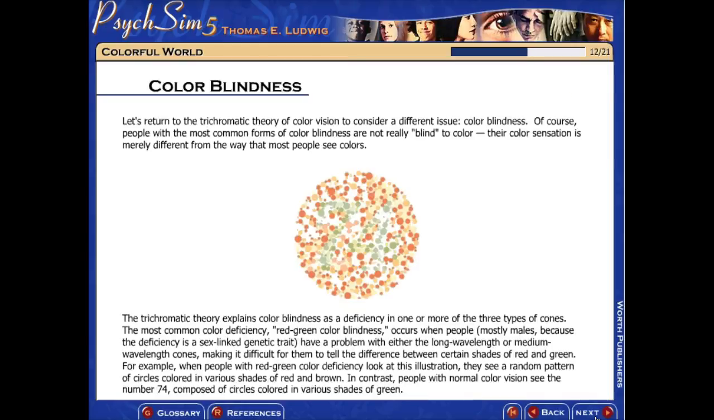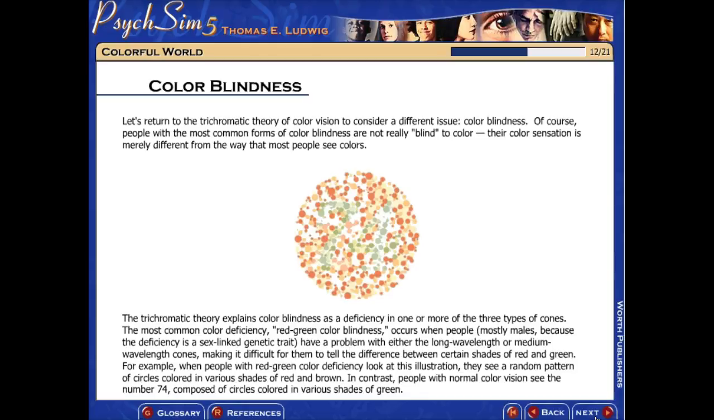So what explains color blindness? Color blindness is basically saying that one or two of your color cones are not working. Most common is red-green colorblind, meaning that you only have what we call dichromatic color, so you only have two active cones, or you could have monochromatic color, so you only have one active cone.